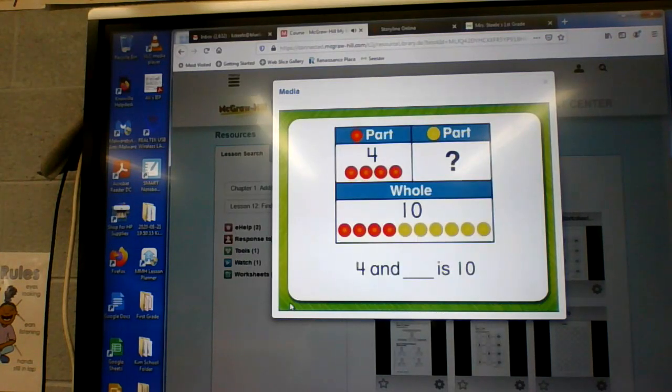Let's try one more together. How many red counters make up part of 10? 4 is correct. Count with me to find out how many yellow counters make up the other part of 10. 1, 2, 3, 4, 5, 6. 4 and 6 is 10.